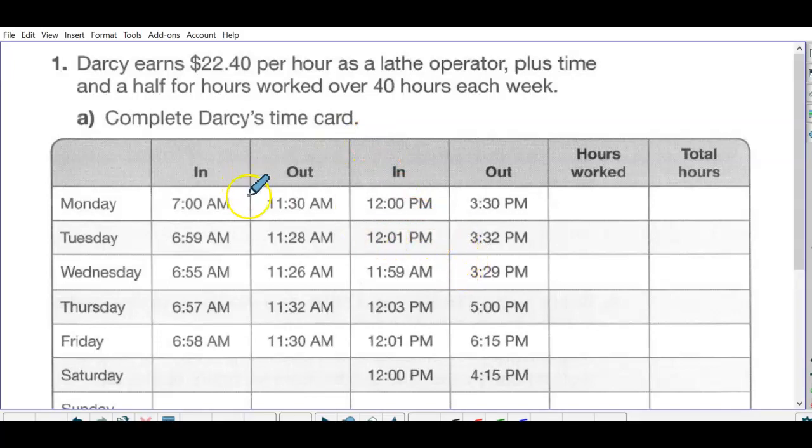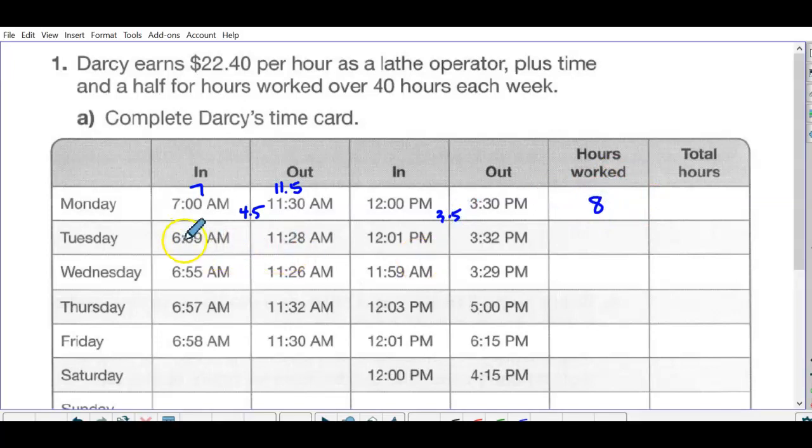So thinking about the time card here, 7 a.m. to 11:30 a.m. You can think about it, 11:30 is 11.5 hours after midnight. This is 7. So 11.5 minus 7 is 4.5, right? So this is 4.5 hours, and this is 3.5 hours. Add them together, that's 8 hours.